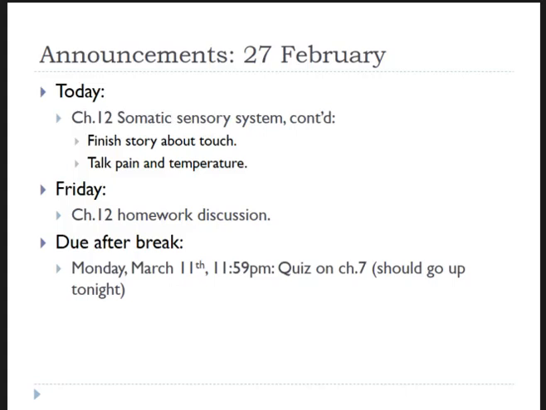Somatosensory system, we've been focusing on touch reception. So my plan is we have a slide or two more to finish off the touch story, and then we're going to be moving on to pain, which is maybe more fun. So we'll talk pain today, and maybe a little on temperature. There's only a slide or two on temp, but we'll hopefully get to touch on that as well.